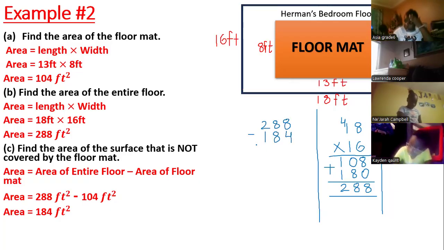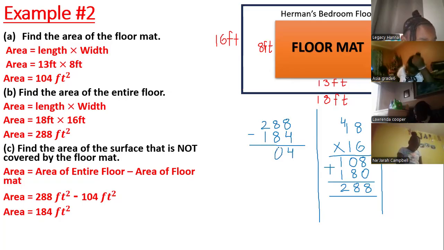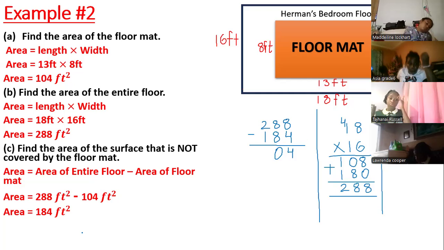Yes, sir. Okay. And Herman, do you understand this? Yes, sir. Good. So 8 minus 4 is 4. 8 minus 8 is 0. I got my answer. What you got? 104. I'm sorry. I subtracted the wrong thing. I'm supposed to subtract 288 and 104.